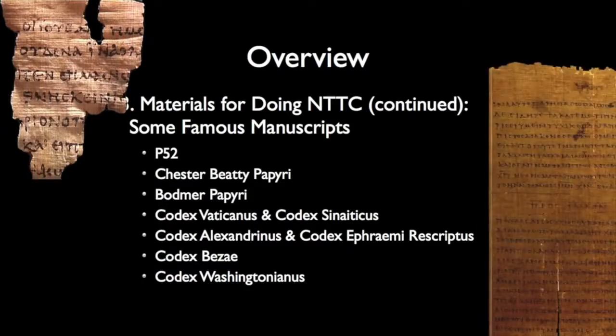The Chester Beatty papyri, these are housed mostly in Dublin, although there's one leaf in Vienna, and there's 30 leaves of this at the University of Michigan. But the Chester Beatty papyri include the earliest copy of Paul's letters, the earliest copy of Mark's Gospel, earliest copy of Revelation, not to mention a number of very important and early Old Testament manuscripts.